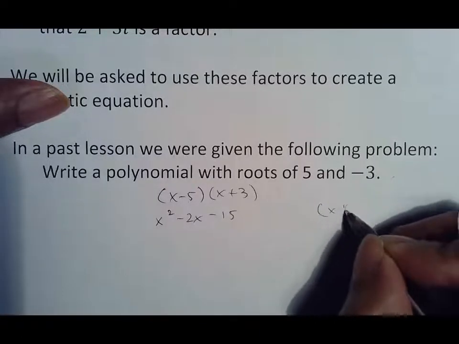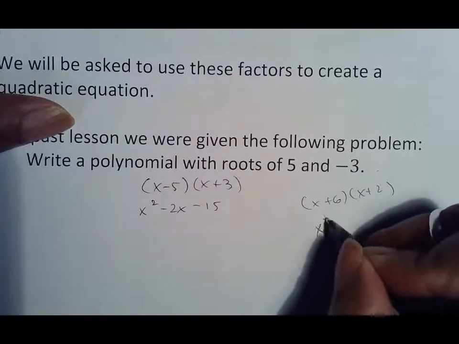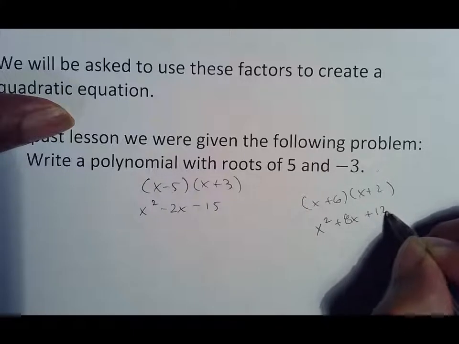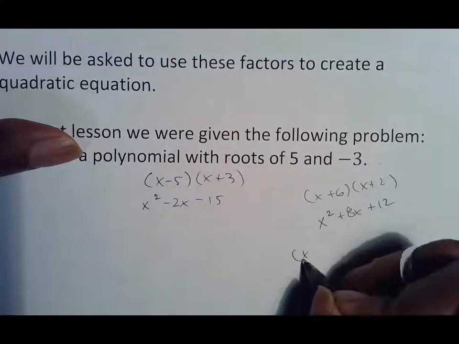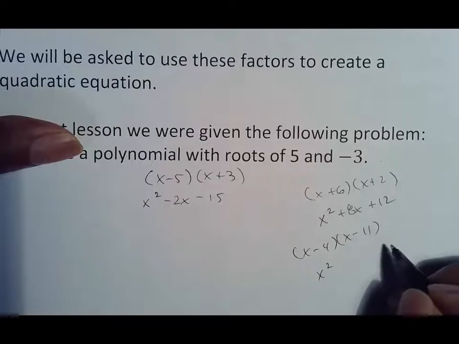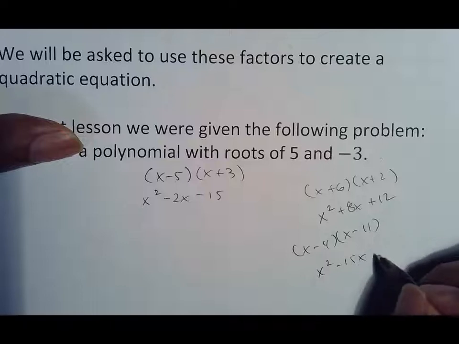So if I was to do x plus 6 times x plus 2, for example, it would be x squared, 6 plus 2 is 8x, 6 times 2, 12. If I were to ask you to do x minus 4 times x minus 11, it would be x squared. Negative 4 and negative 11 make negative 15x. Negative 4 times negative 11 makes plus 44.